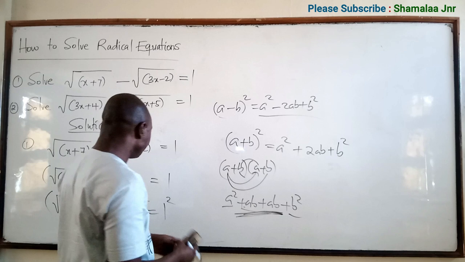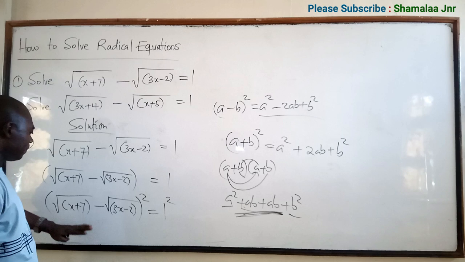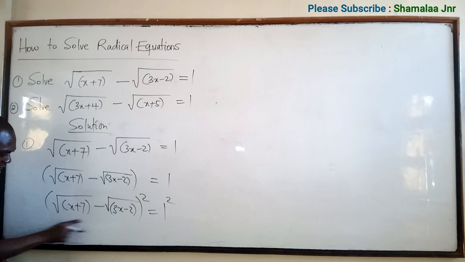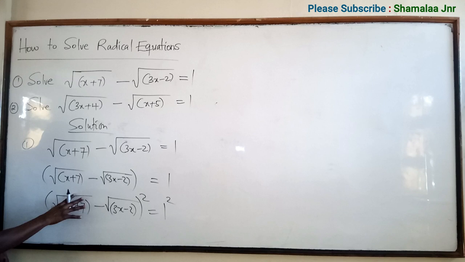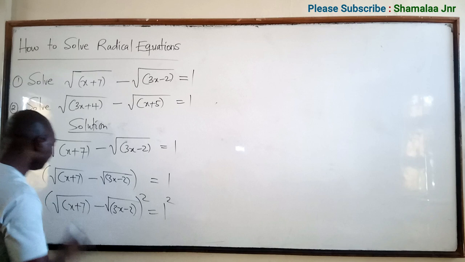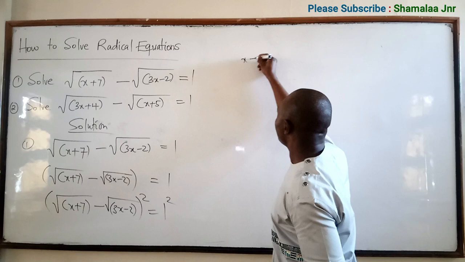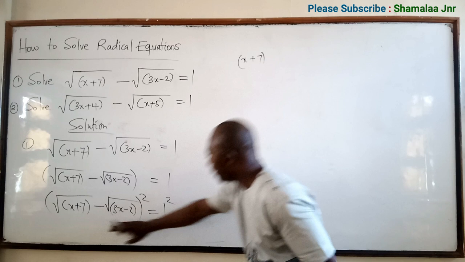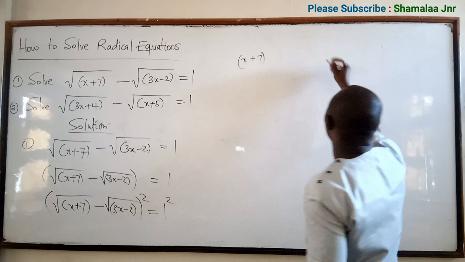So we are going to transfer this idea to this side. Yes, we are going to apply the same concept here. If you apply the same concept, then the role of this is a. The role of this is what? b. So it will be a squared, this one squared, so everything here squared. And if you are squaring everything here, the square root sign will go. So it will be x plus 7. Are you seeing it? x plus 7. Then the last term, this term, when you square it, because it is negative, when you square it, it will be positive, and the square root sign will go. So that will be 3x minus 2.